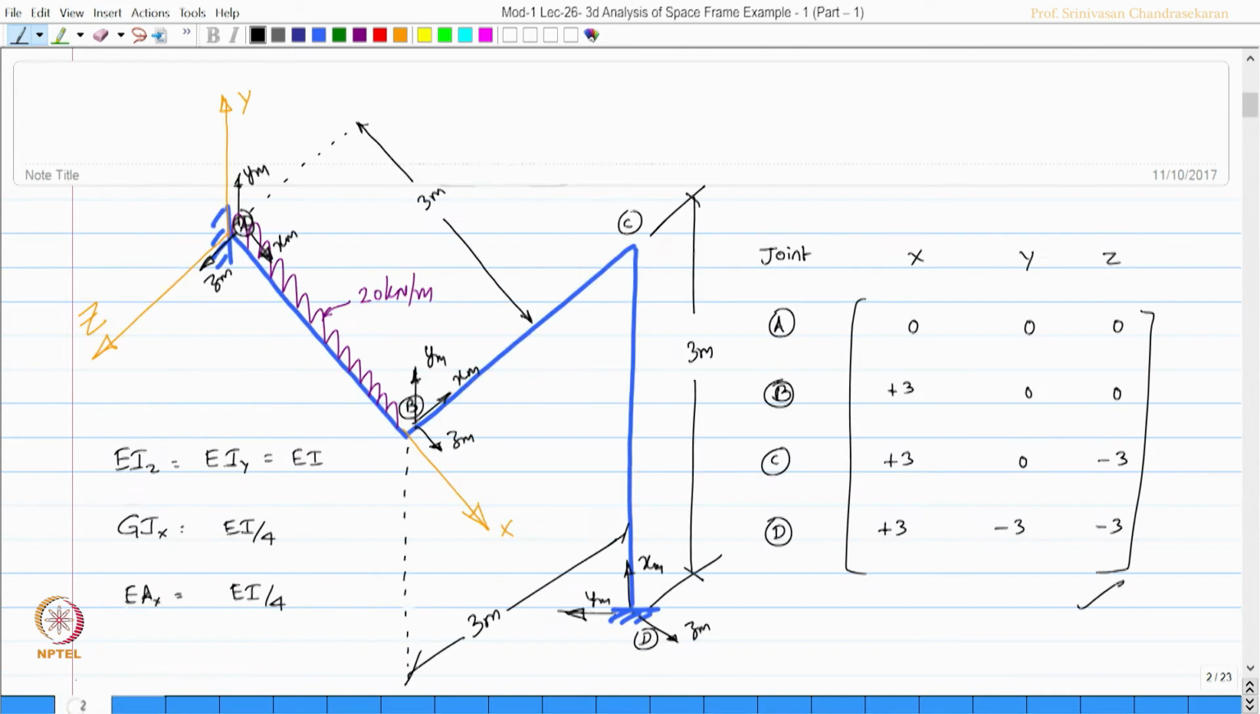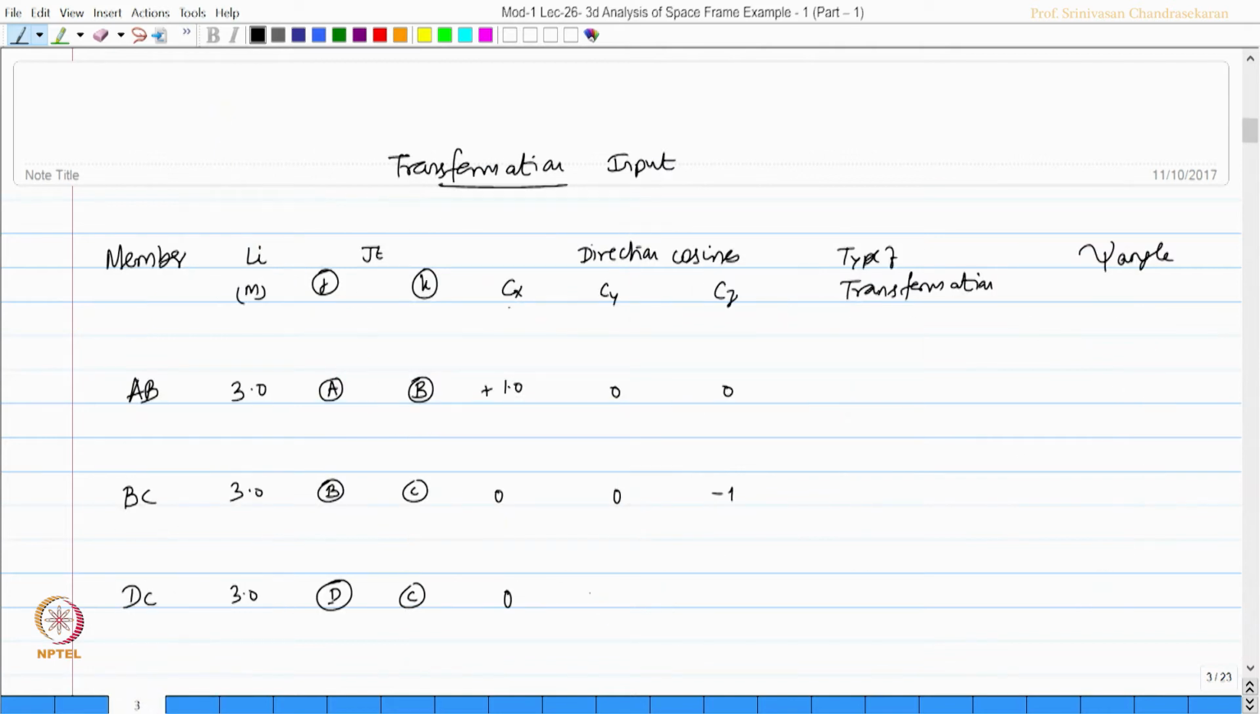Let us talk about the member CD, or let us say rather DC. Xm with global x is 90 degrees, xm with global y is exactly the same, so it is going to be 0 degree, and xm with global z is 90 degrees. Therefore, I should say here 0, plus 1 and 0. So, there is no difficulty in establishing the direction cosine matrix for all the members. Okay, this can be obtained.